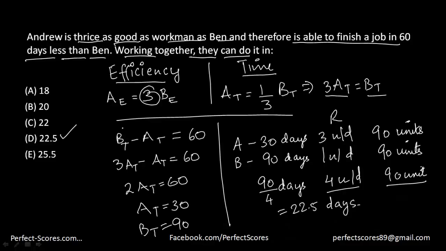So the time taken by Ben over here is equal to 90 days, and the time taken by Andrew is equal to 30 days. Then we simply went on with the rate chart method. I assumed the work to be of 90 units, and I calculated how many days in total it will take them to finish the job.